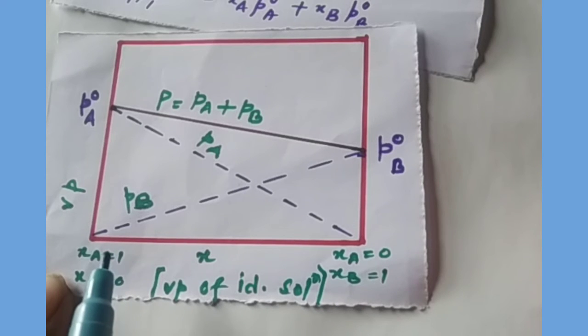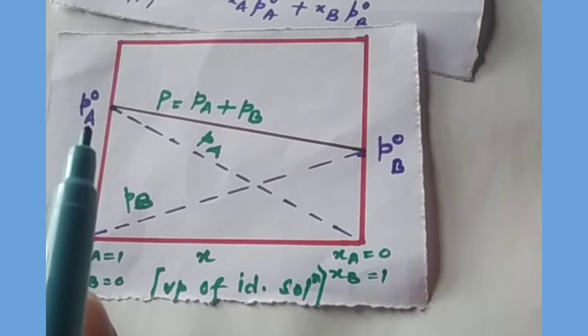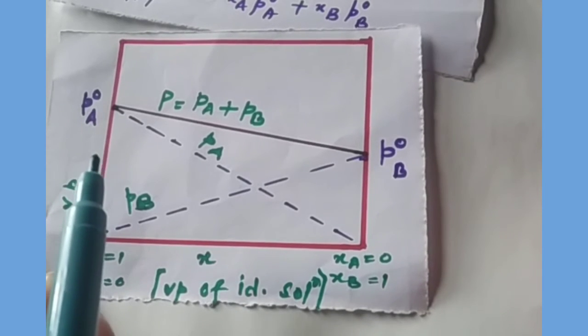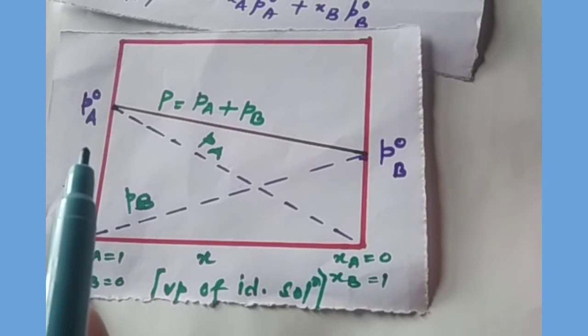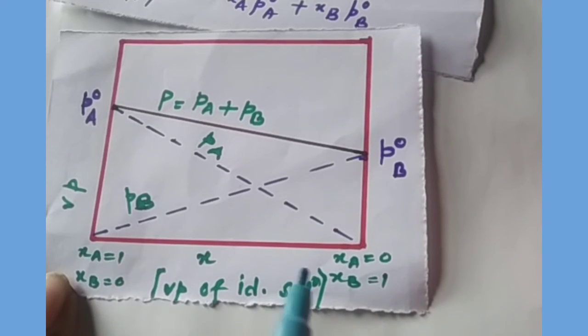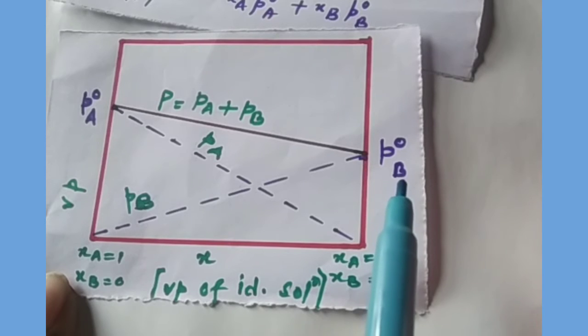So when XA equals 1, you have only pure solvent, or you can say pure substance A, so that's why this is known as P naught A. The pressure created by that substance will be P naught A. But here XB equals 1, so that's why this is P naught B, right?